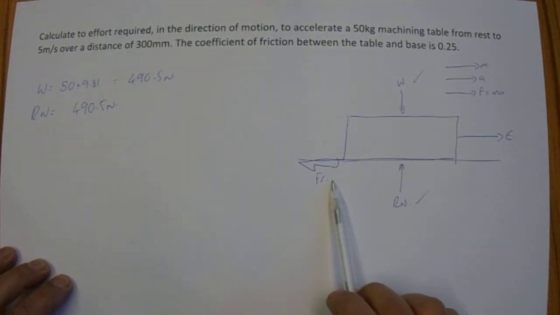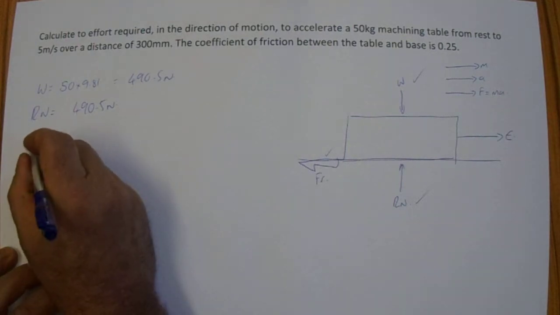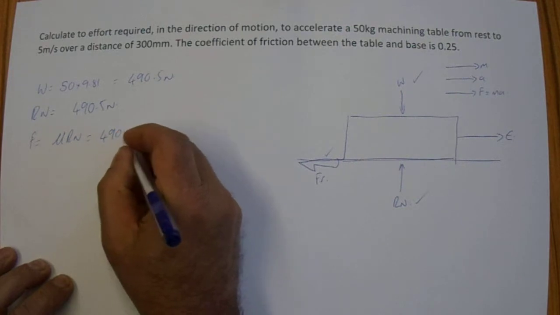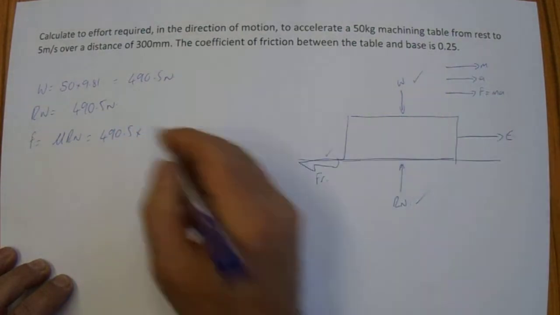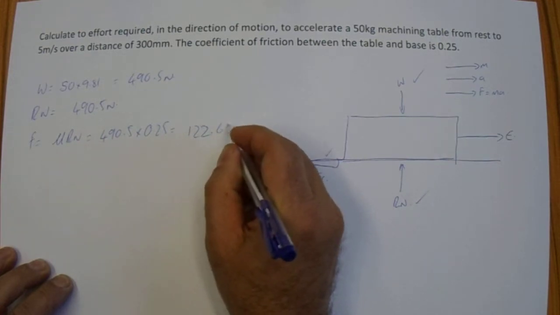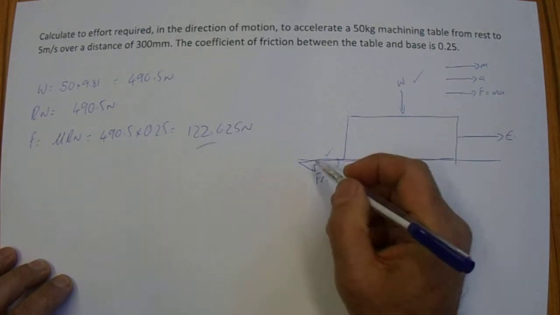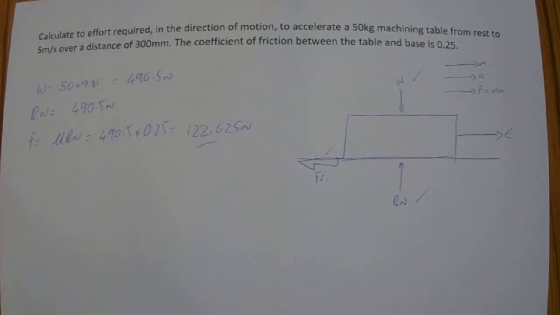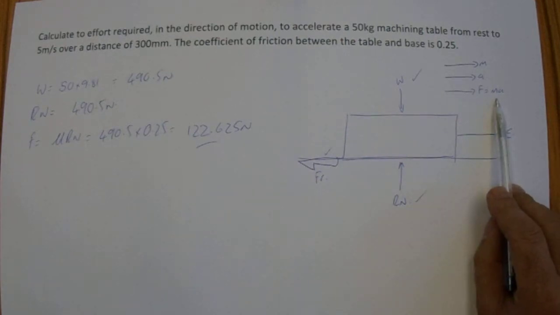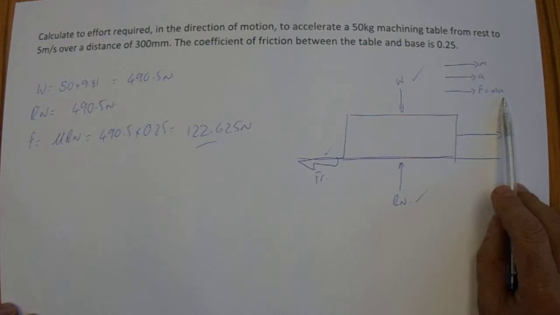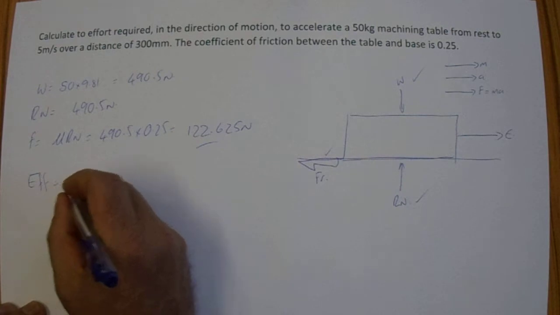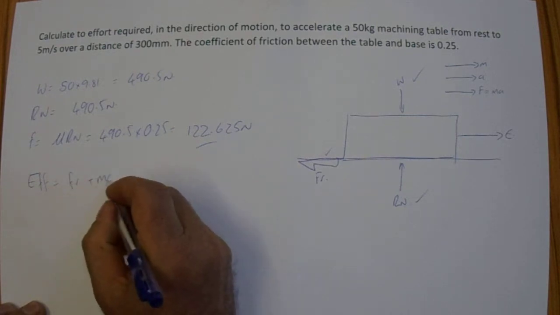The next thing we can calculate is the friction, because friction equals mu Rn, which will equal 490.5 times 0.25, which equals 122.625 newtons. So now we have the friction. Our effort must overcome the friction and also give us an out of balance force which equals ma. So therefore we can write our equation: effort equals friction plus ma.